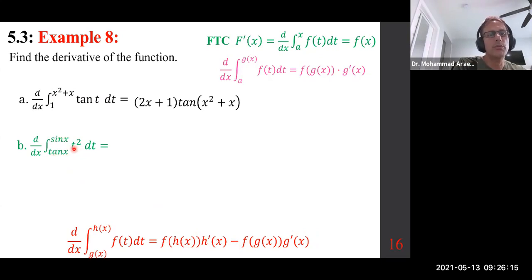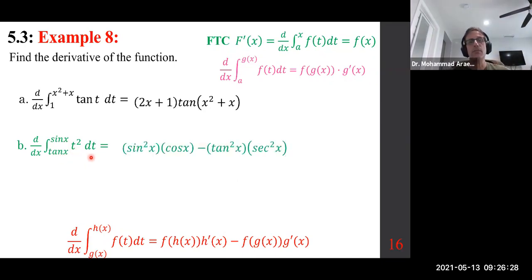So I'm going to replace the t with sine. I get sine squared x times the derivative of that, which is cosine, minus, I'm going to replace the t with tan. I get tan squared times the derivative of that, which is secant squared. You can leave it like that.